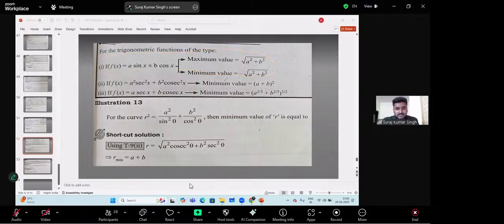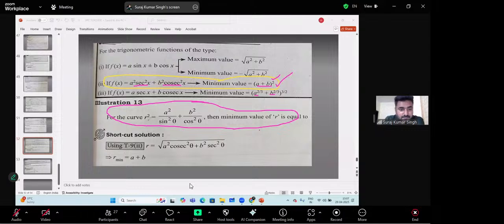Another is, suppose the second form: if f of x equals a sec square x plus b cosec square x, and I want to find its maximum and minimum value. Here a square sec square x and b square cosec square x, I have written a plus b whole square. This is the minimum value. For getting the minimum value of a sec x plus b cosec x, it is a to the power 2 by 3 plus b to the power 2 by 3, whole to the power 3 by 2. Let's see this question, you will understand more.